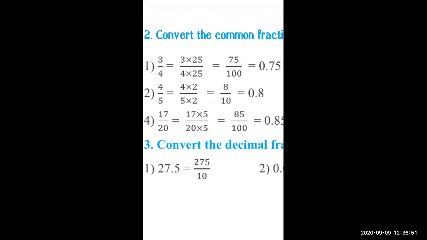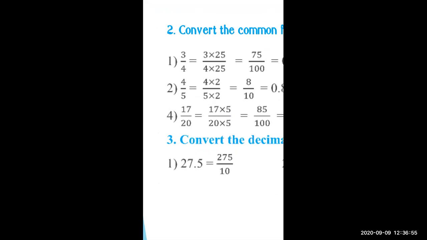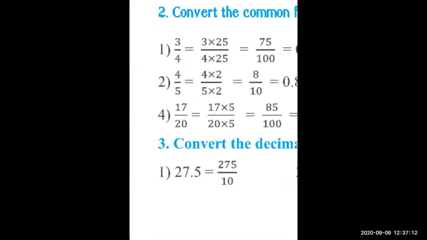Now you have to convert this common fraction into a decimal fraction. I told you that the denominator should be 10 or 100, not 50, 60, 80. It should be only 10, 100, 1000. So here in the first question, just see it properly.